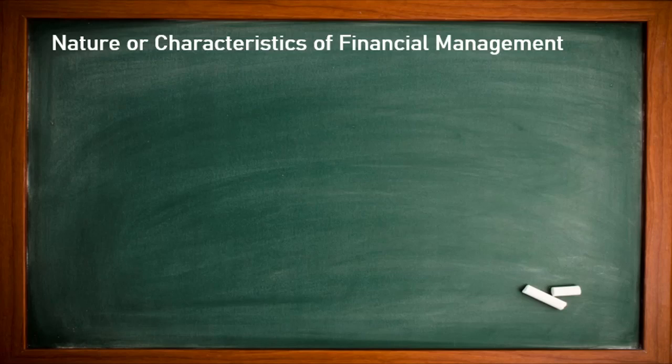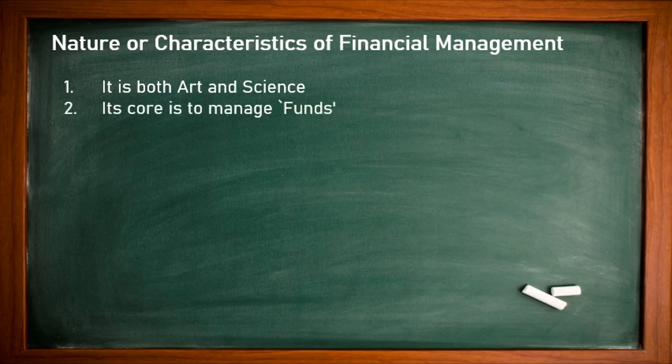Now we'll discuss the nature or characteristics of financial management. As I discussed with you, financial management is both art and science, and you are aware of this. Its core is to manage fund. It means the financial manager cannot interfere in production, cannot interfere in marketing activity, cannot interfere in manpower recruitment activities. But they are dealing with the fund.